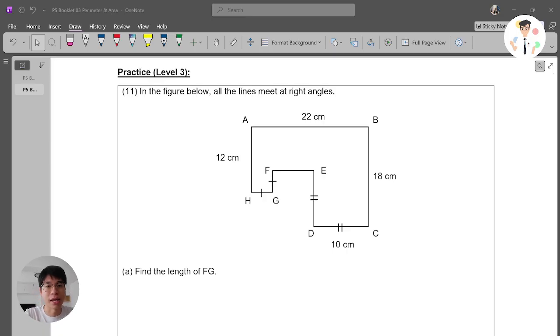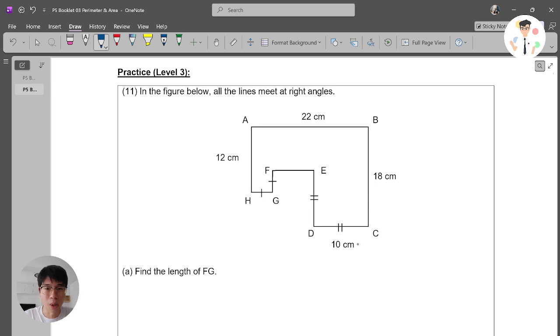This question 11 says that in the figure below, all the lines meet at right angles. When they don't tell you whether it's a combination of squares, rectangles, or whatever shapes, they will usually just remind you that all the lines meet at right angles. That basically tells you that the one on top and the bottom will probably be the same length, and the left and right as well.